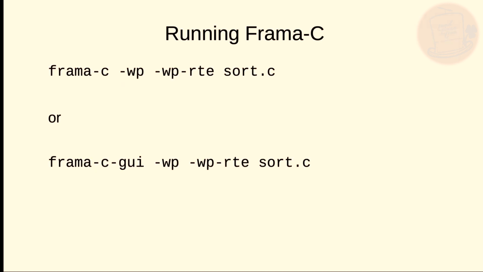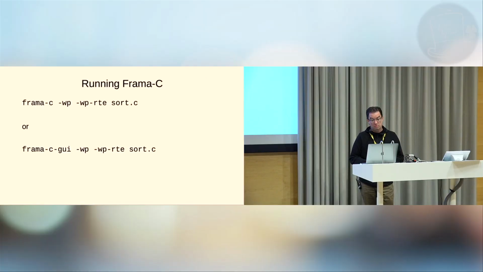To run Frama-C, you just run it like this. You can either do it on the command line or in the GUI. The WP is the plugin we are going to use, the weakest precondition plugin. It's the plugin that actually does formal verification. The next option, RTE, tells the tool to add assertions that detect runtime errors. That is the term usually used in the formal verification world for things that should not happen at runtime, like division by 0, memory buffer overflows, and that kind of thing.